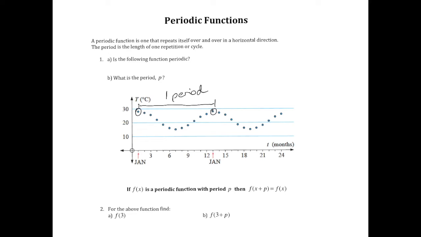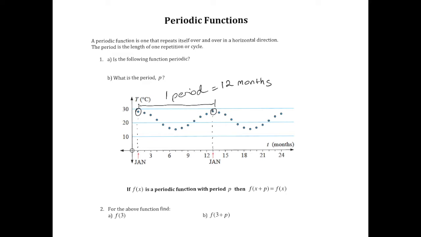Does that make sense? In this example, the horizontal axis is months. So in this example, that point there corresponds to January. I think this point here corresponds to the next January. So what's one period? 1 year, or if we're talking about months, 12 months. So girls, in this example, one period is 12 months. Is everything okay so far?